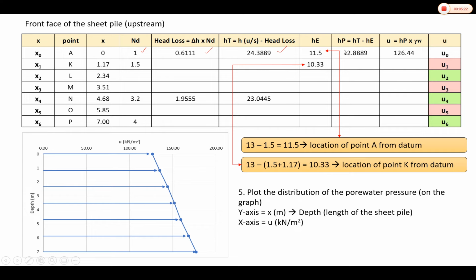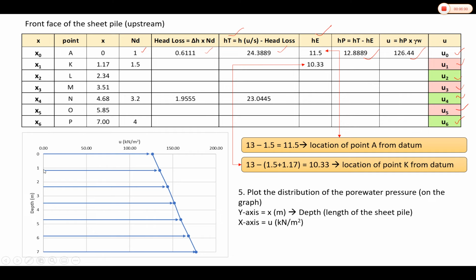So exactly the same also. We have the HP, which is H total minus the HE. Then to get the pore water pressure, multiply by the unit weight of water. So you will have the U naught here, the first value of U. Alright, so complete all the calculation. You will have all the pore water pressures up to 6. Then plot the distribution of pore water pressure on the graph.